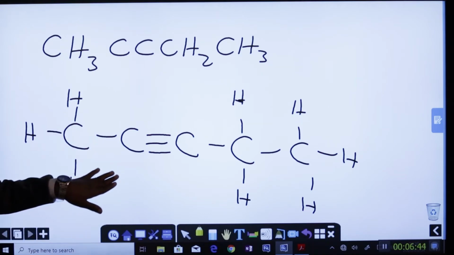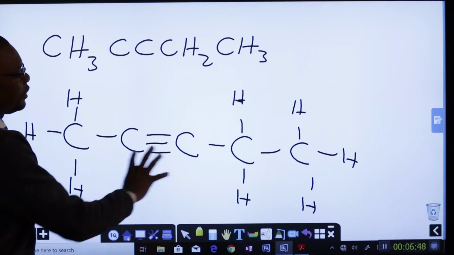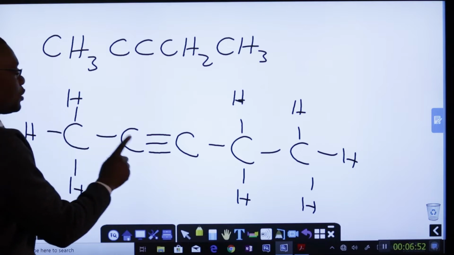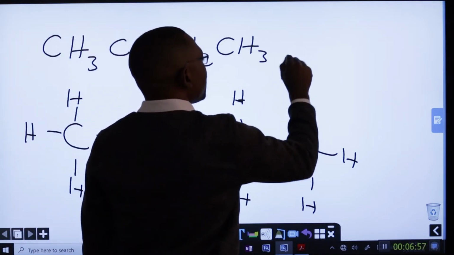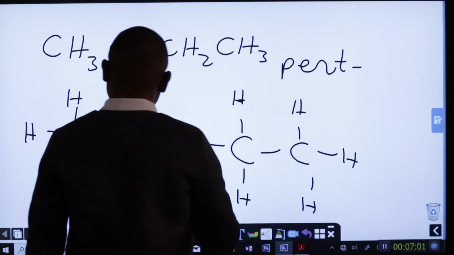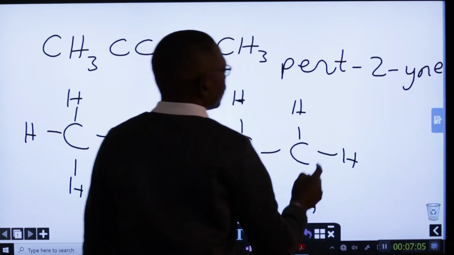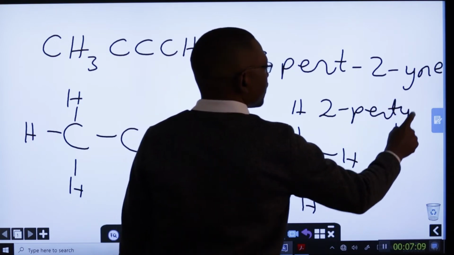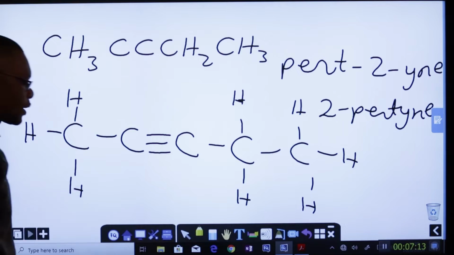So you can see that this is an alkyne, which has a triple bond right in the middle. Since it has 5 carbons, it's going to be pent-2-yne, or 2-pentyne, with a triple bond.